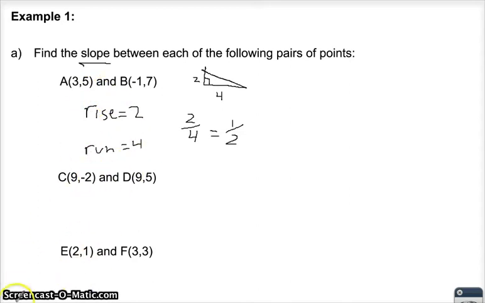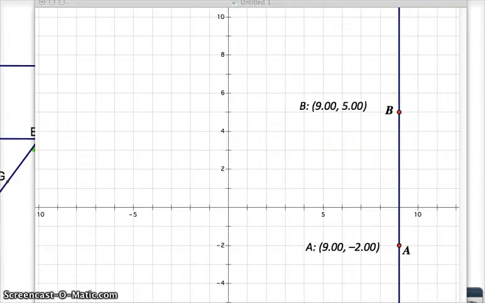All right, so the next one, I'll set it up. It says (9, -2) and (9, 5). I know it says C and D, but it's the same slope. The slope here is interesting because it's going straight up and down.